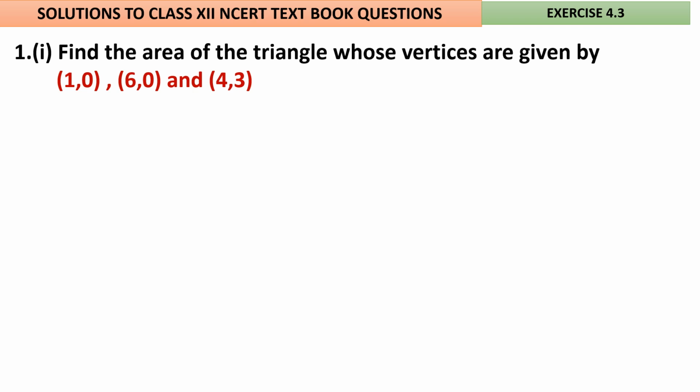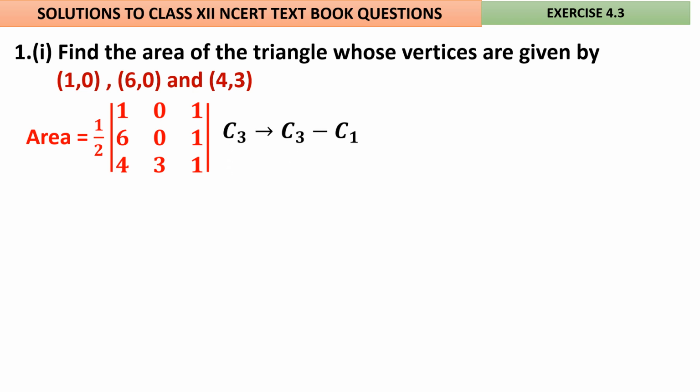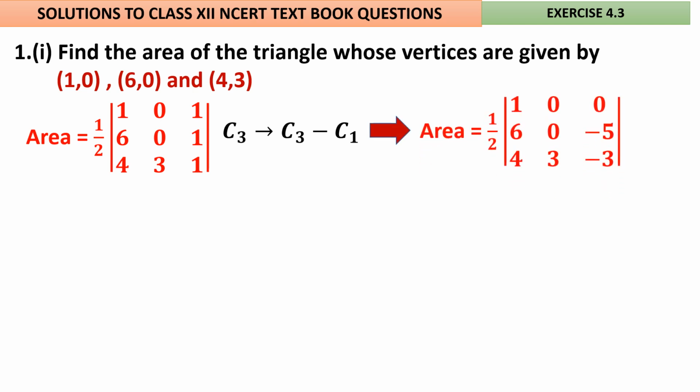Exercise 4.3, question number 1. Find the area of the triangle whose vertices are given. Now this is the determinant and you can expand it with respect to any row or any column as per your convenience. We will write C3 as C3 minus C1 to make so many zeros in the first row. The first row is now 1 0 0.